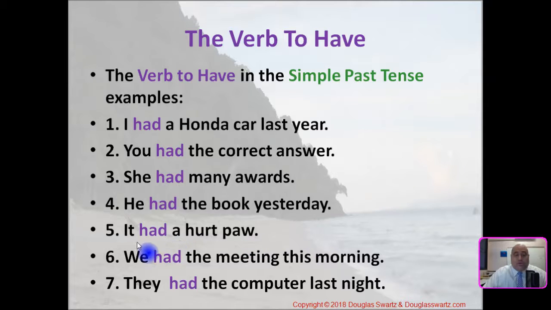So it was a dog. It had a hurt paw. Number 6, we had the meeting this morning. And number 7, they had the computer last night. They had it last night in the past. These are examples of the verb to have in simple past tense.